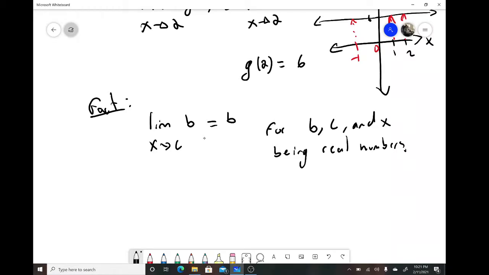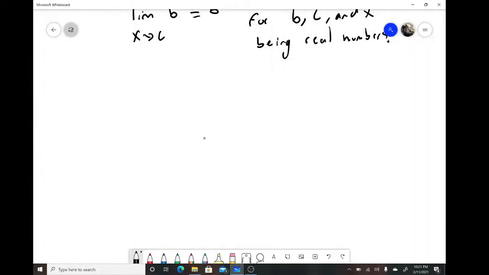What I'm going to do now is I'm going to give you a bunch of laws. It's about 7 of them, technically 8, that will really help us simplify our process of evaluating limits for any type of function that we are given or that we may come across.